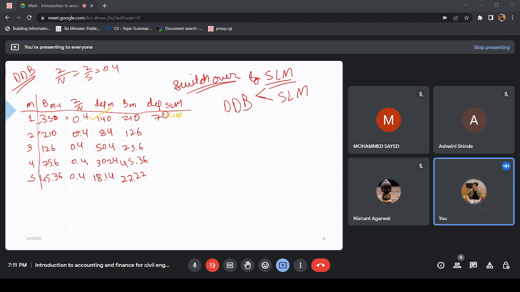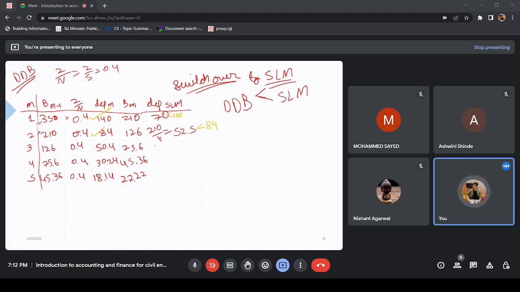So by SLM, what would be your value? 210 by 4, right? Any confusion here? 52.5. Now let's compare it again. So this is again less than 84. So we will move on with double declining balance method.